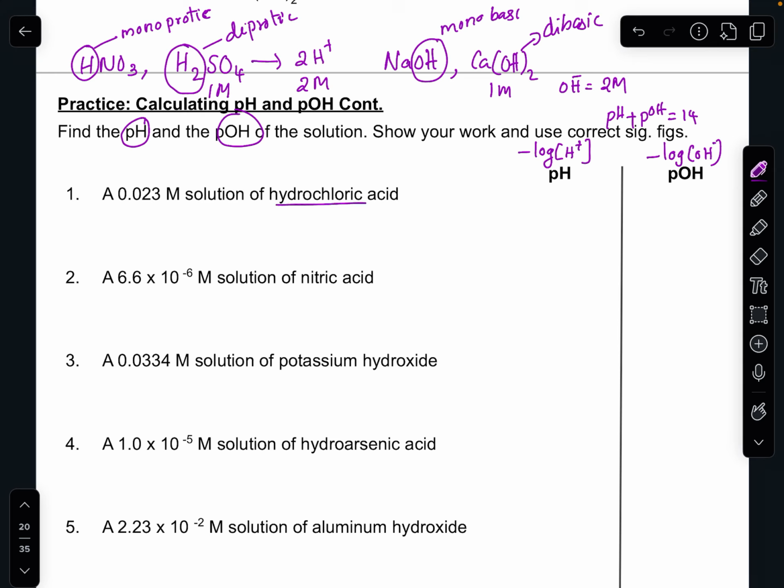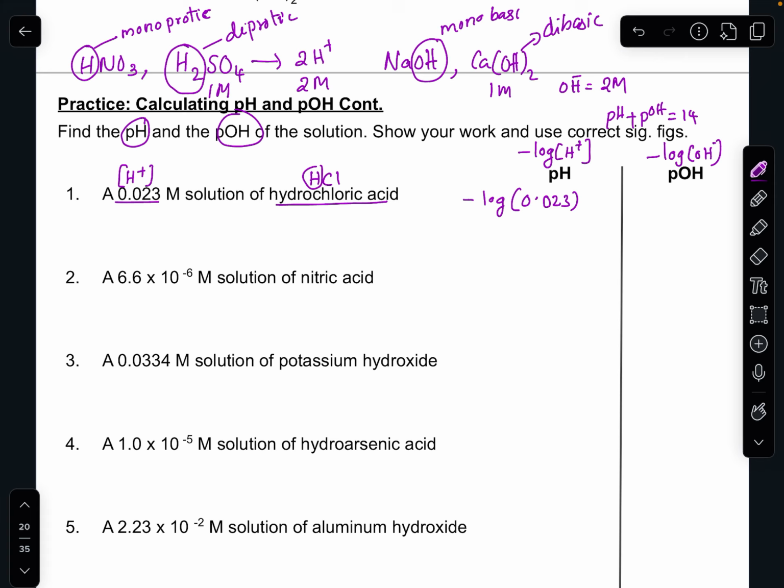Okay, here hydrochloric acid. First thing you have to write the formula to decide whether it is monoprotic or diprotic. Okay, we see the concentration and it is only one hydrogen. So this will be the concentration of what? H plus ion. So that is an acid. So we are going to find negative log of 0.023. Okay, plug that into your calculator and get the answer.